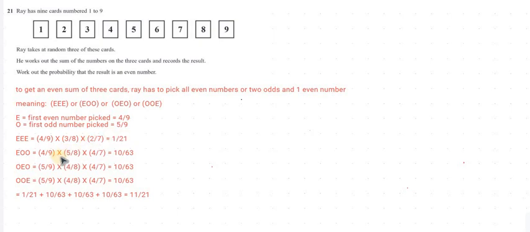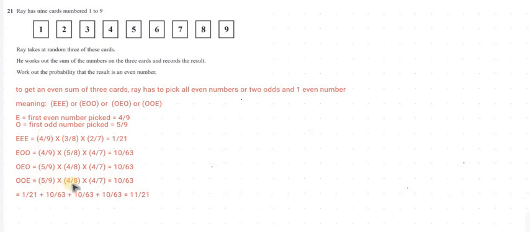Once you pick the first odd number, the number of odd numbers goes down, and you also reduce the total number of cards. The same thing happens for odd, even, odd. The same thing happens for odd, odd, even. It's probability without replacement, so they don't replace the cards. So the total number of cards never goes back.